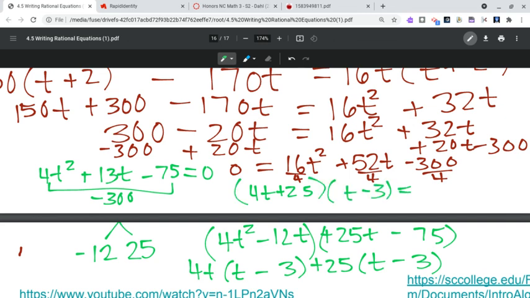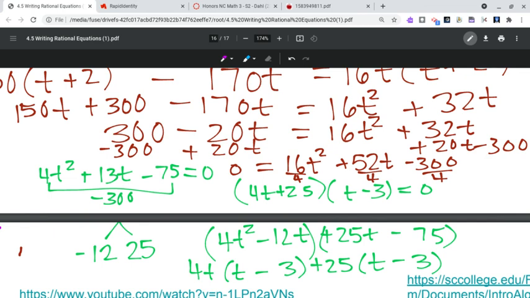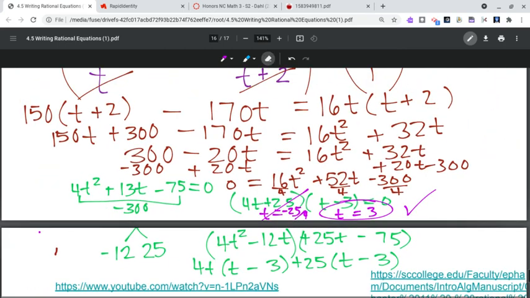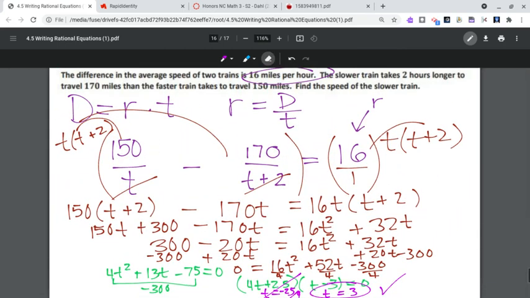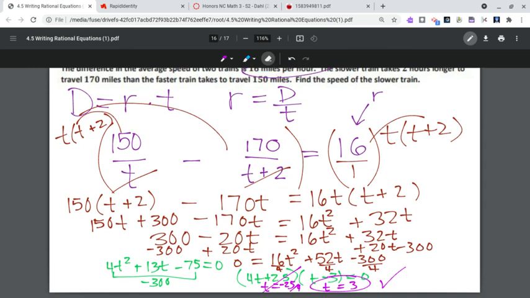When you set your factors equal to 0, clearly the one on the left is going to be a negative, and you cannot have negative time. So t equals negative 25/4. You're going to reject that answer. This solution, t equals positive 3, you're going to accept that answer, t equals 3. Now let's go back and answer the problem for the context of the problem. And it says, find the speed of the slower train. So we're going to plug 3 in.